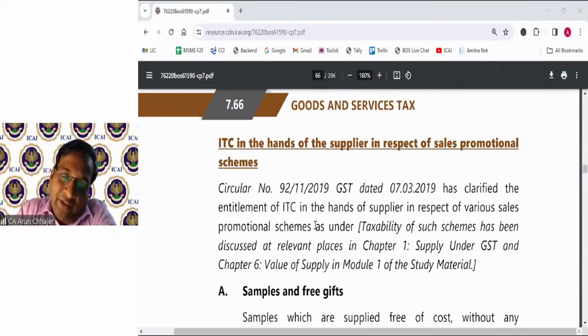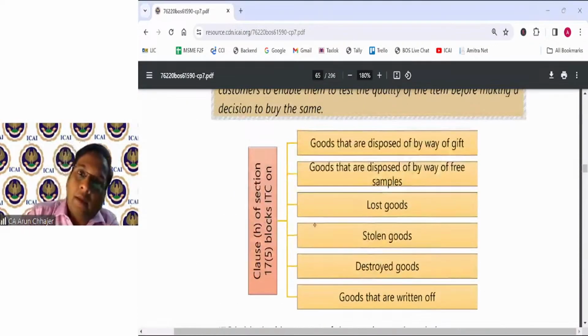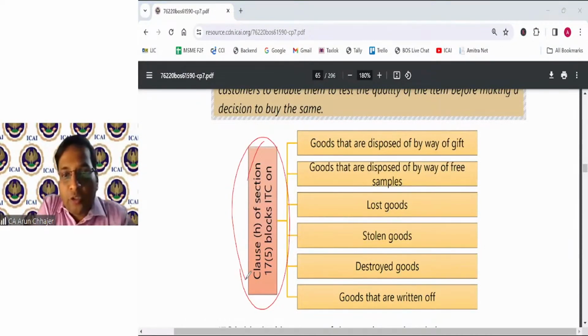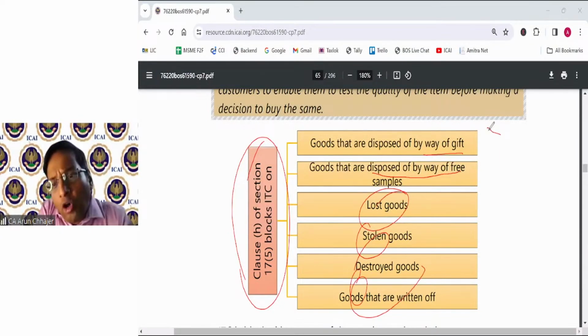So, we were doing the discussion of ITC, in which we have completed the block credit. We have discussed multiple situations in which the ITC is blocked, out of which we have discussed one thing regarding 17(5)(h), which talks about goods that have been disposed of by way of gift, goods disposed of by free sample, lost, stolen, destroyed, or written off. So all these, if you have taken the input tax credit, then you need to reverse your input tax credit.